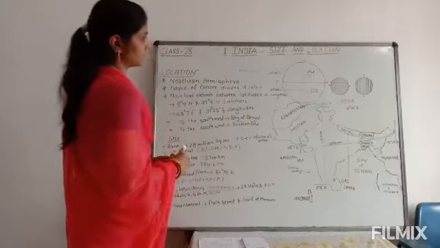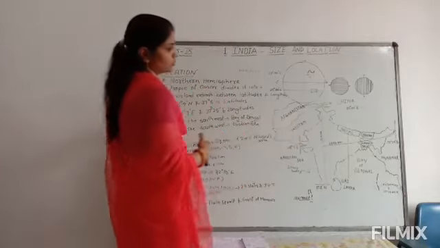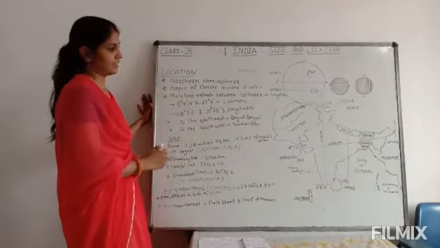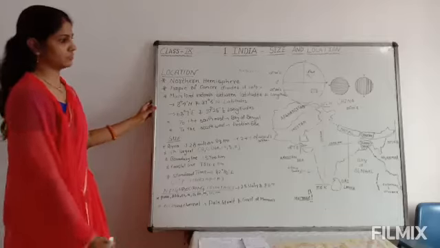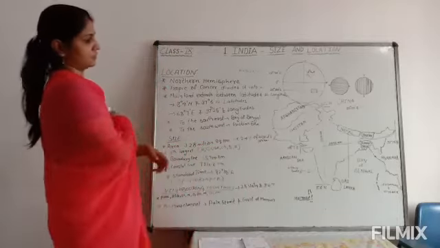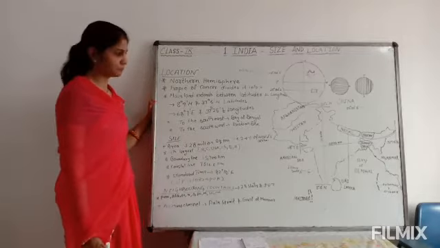The Tropic of Cancer, which I said passes through the center of India and divides India into two equal halves, passes through 8 states. The names of the 8 states are Gujarat, Rajasthan, Madhya Pradesh, Chhattisgarh, Jharkhand, West Bengal, Tripura and Mizoram.